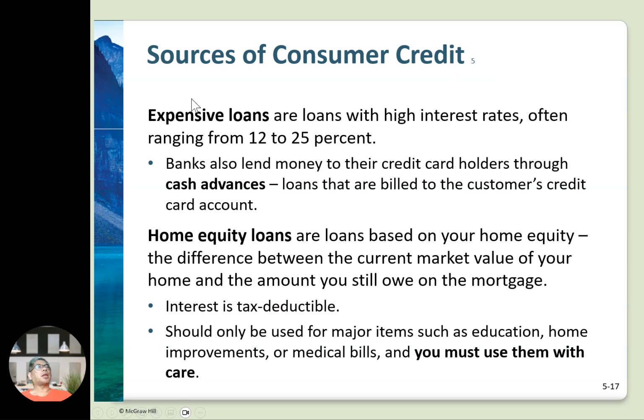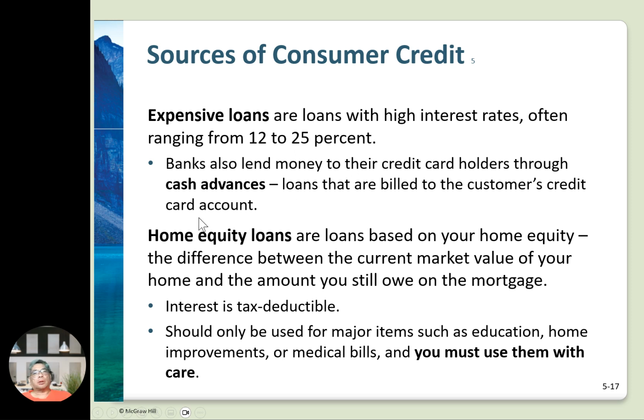Sources of consumer credit: expensive loans. These are loans with high interest rates, often ranging from 12 to 25%. Banks also lend money to credit card holders through cash advances. Loans are billed to the customer's credit card account. It's expensive. The rate is 12 to 25%.